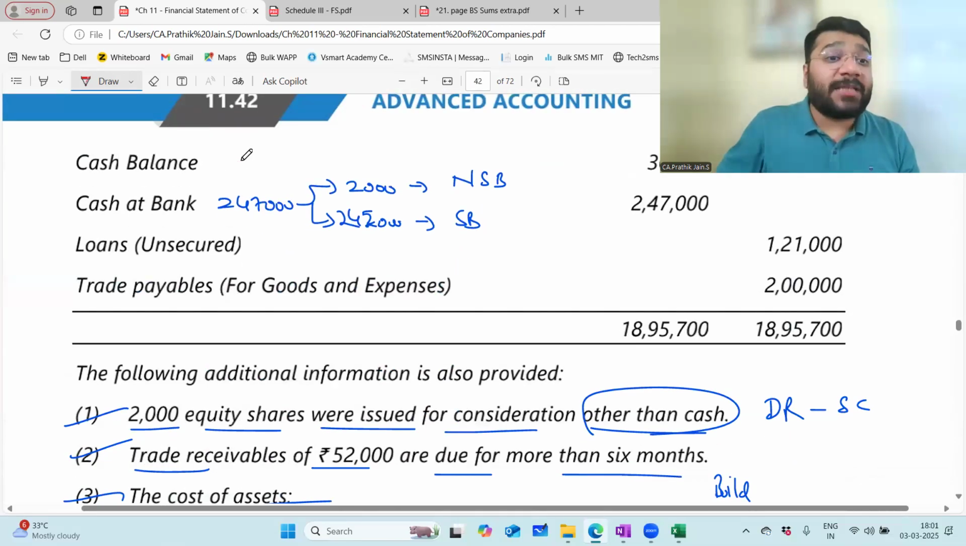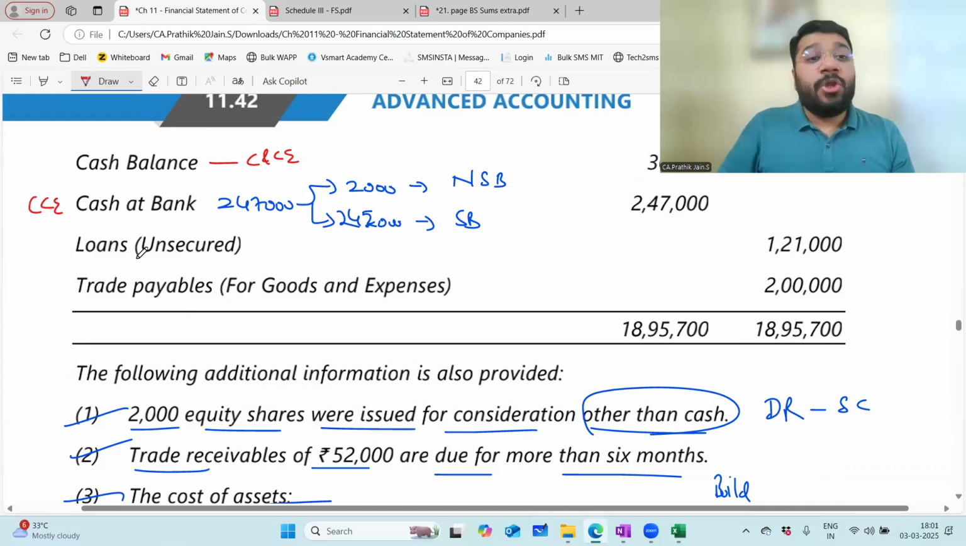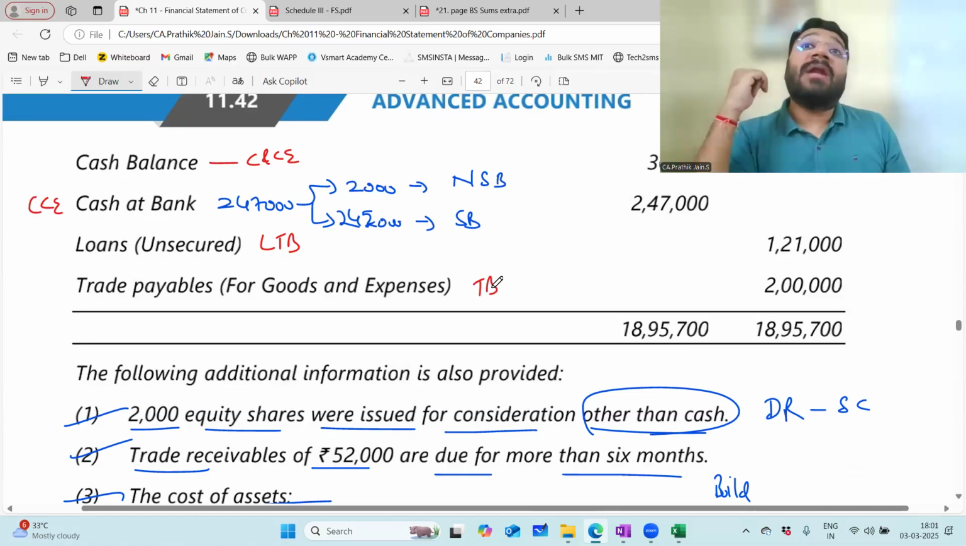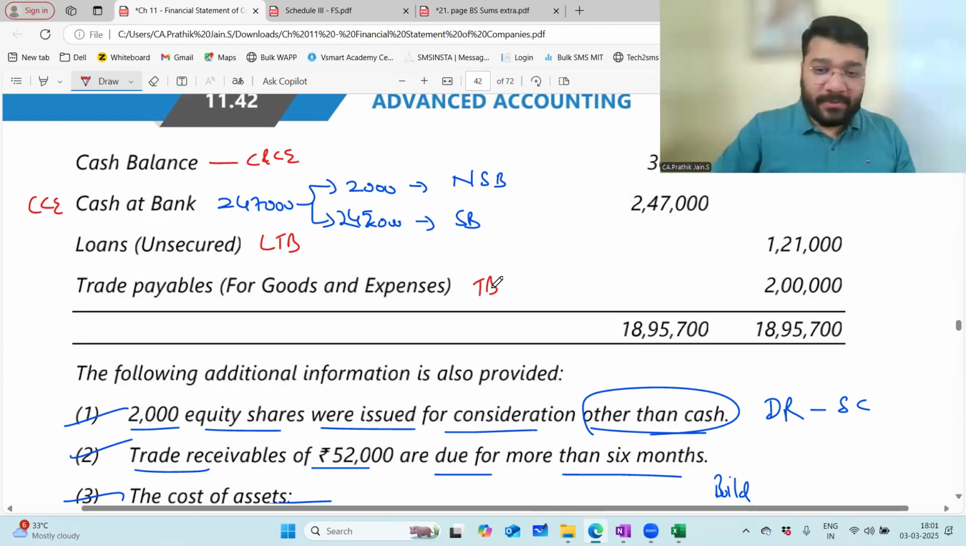Cash and cash equivalent. Cash at bank. Loans unsecured. Nothing mentioned. Long-term borrowing. Trade payable. Now for trade payable, have they given aging information? No. So I can put trade payable directly in the balance sheet. Note number not required. Is the question understood? Can we do it? Fatafat.